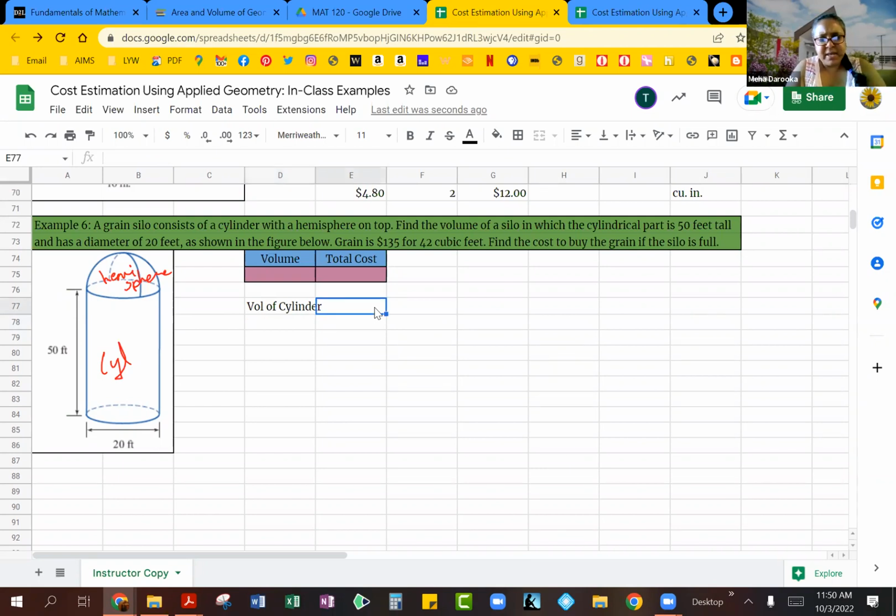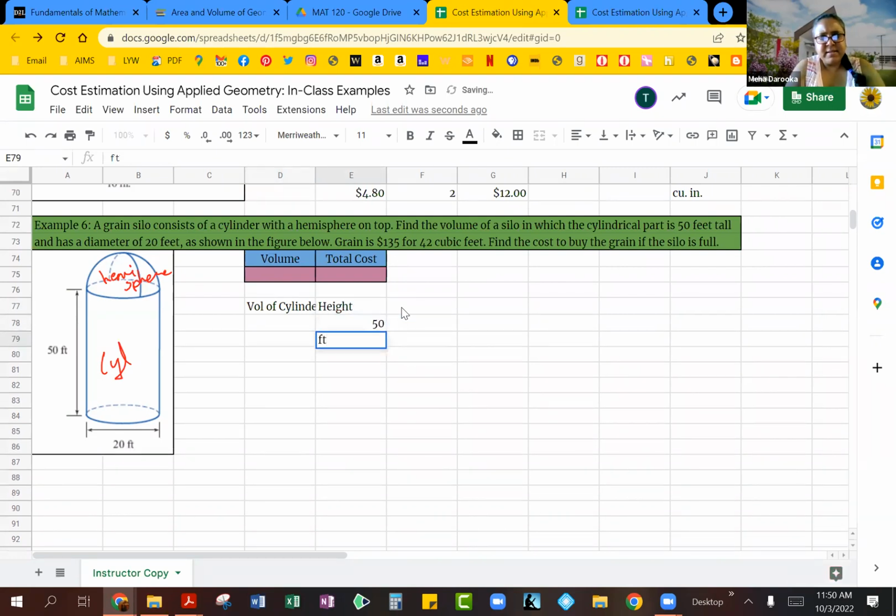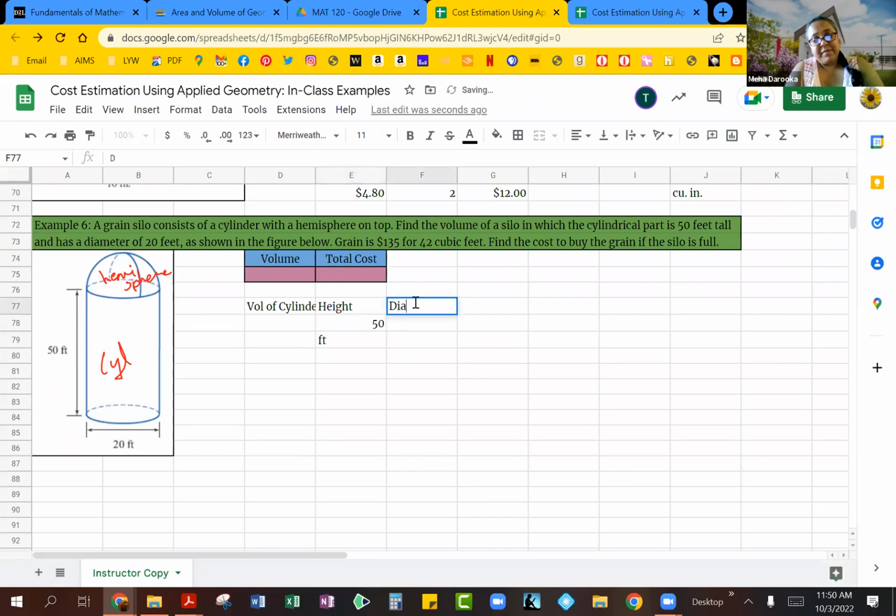Okay, so let's see. We have our height on the cylinder as 50 feet. We have the diameter as 20 feet. Since we are dealing with radius, I would probably go ahead and convert that to a radius measurement. So can you tell me, if the diameter is 20 feet, what will our radius be? 10.